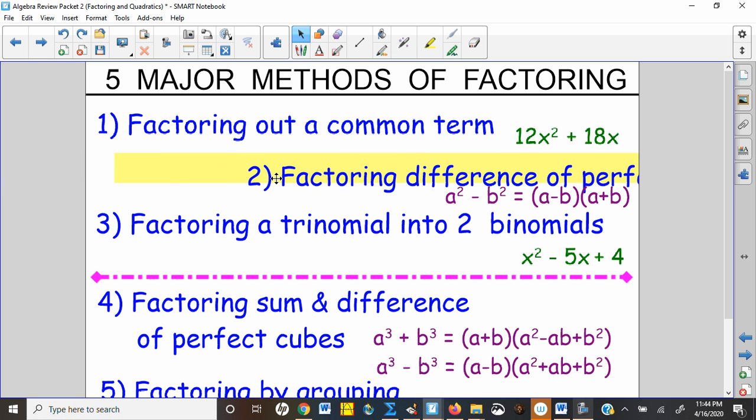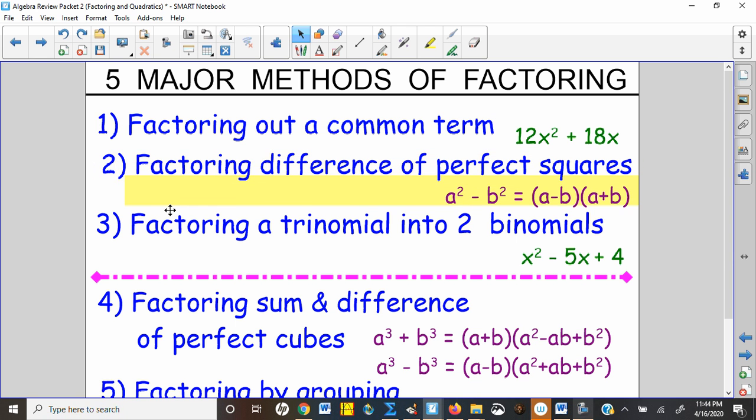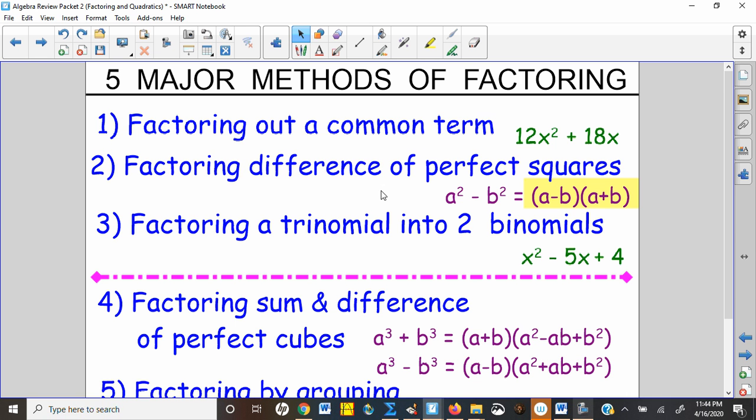It factors into these two binomials we call conjugates, because they're identical, except for one of them is a difference of the terms and one of them is a sum of the same 2 terms. And so we'll take a look at a couple of those for you here in a second.